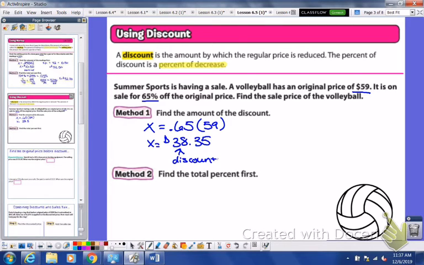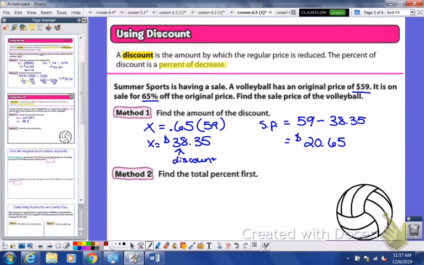Discount means the price is going down, so our sales price equals our original price minus the discount, so minus $38.35. So we get a sales price of $20.65. Just keep in mind, guys, markup you're going to add to it, discount you're going to subtract.